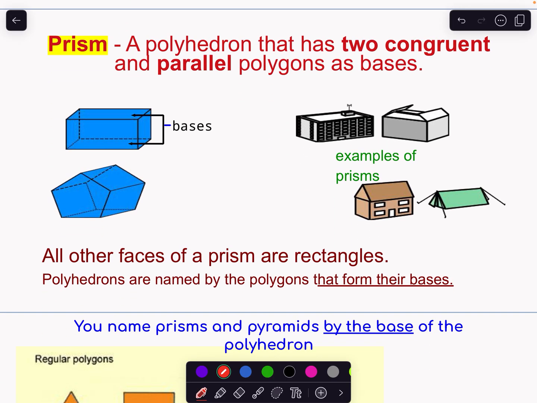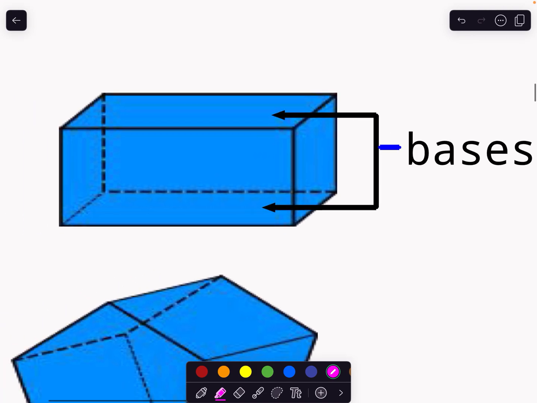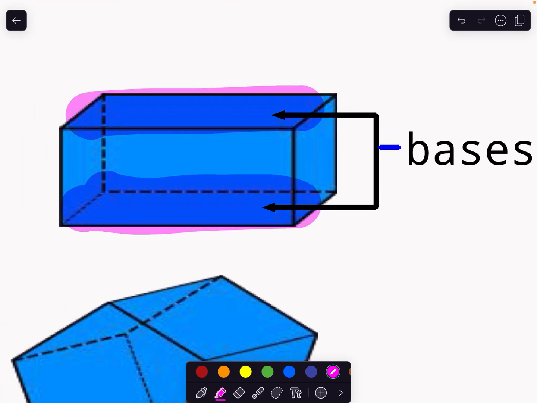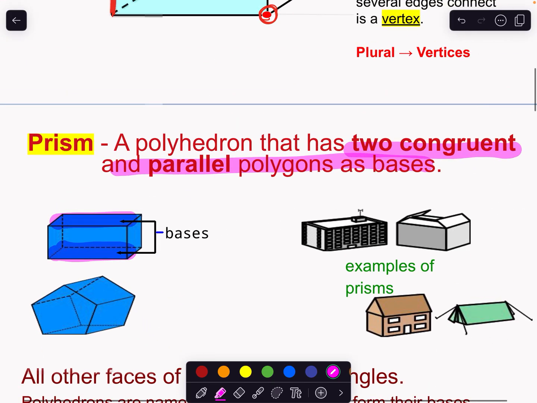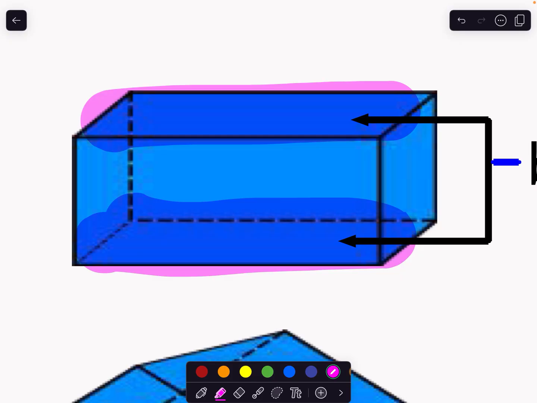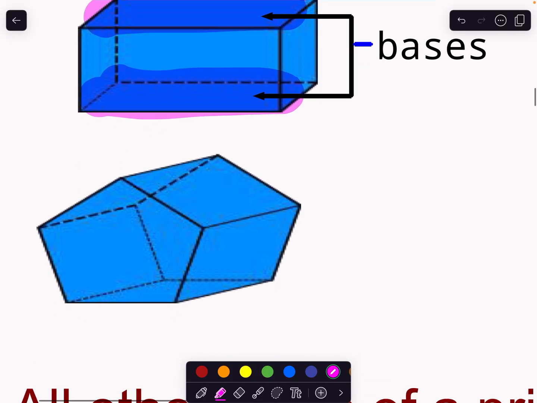Prisms. A prism's a polyhedron that has two congruent and parallel polygons as bases. So here, you're going to see the base is here and here, okay? They're congruent, they're the same size, and they're parallel to each other. If you have a rectangular prism like this, we can just say the bases are the top and the bottom, but the top and the bottom aren't always the bases, right?